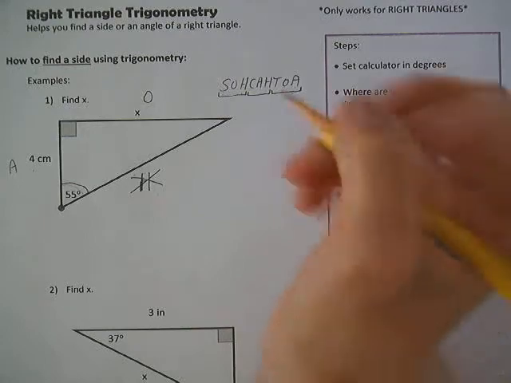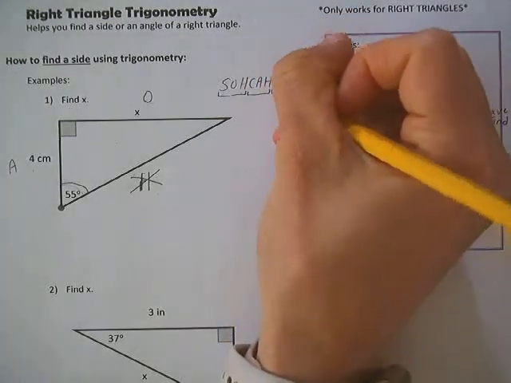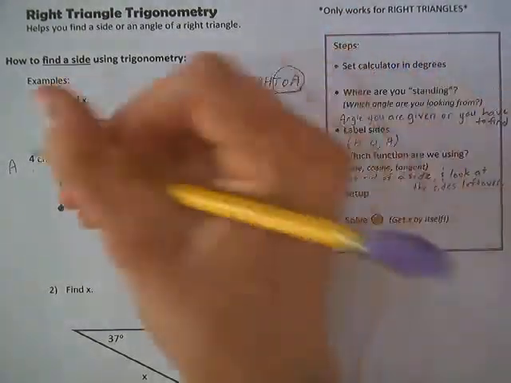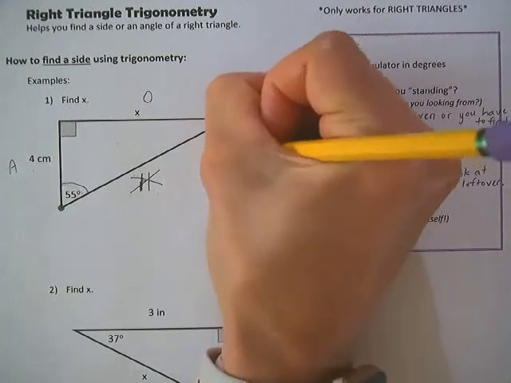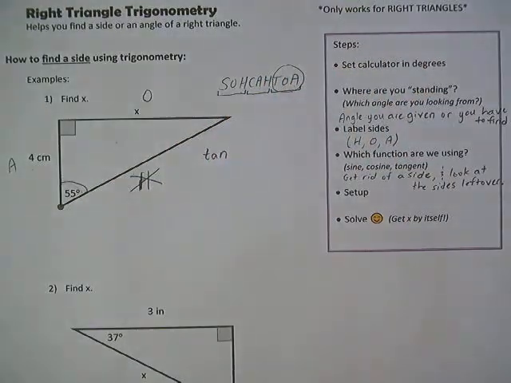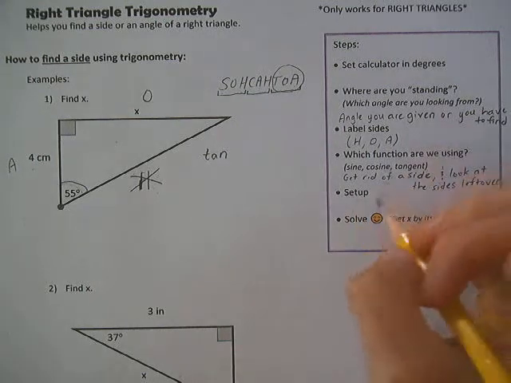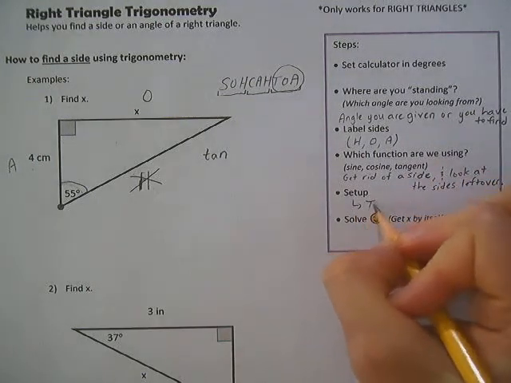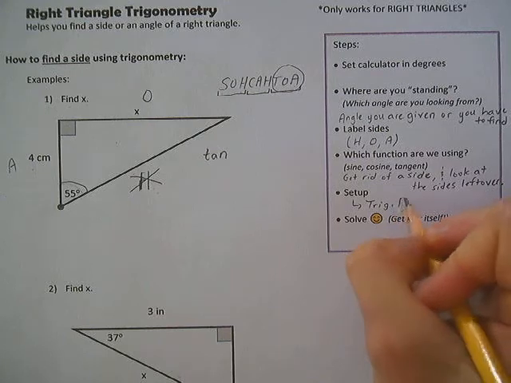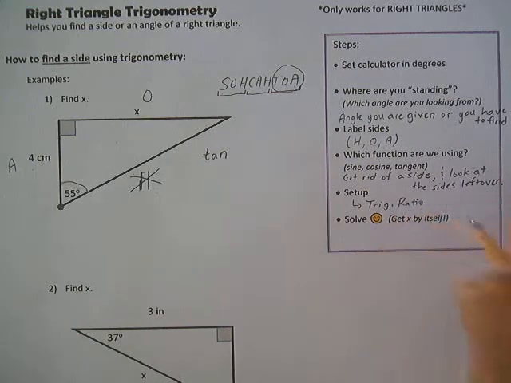So that's the function we're going to use, because that's the one that deals with both of these. We're going to write down tangent, and then we're going to set up our problem. Okay, so this was what we did yesterday with the trig ratios. We practiced setting up that problem.